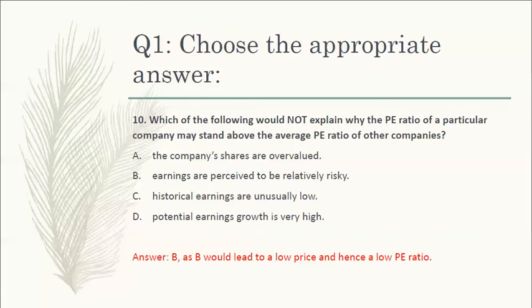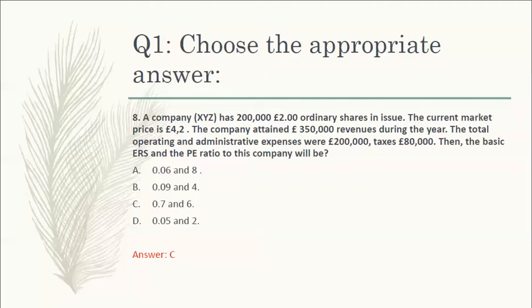Before we move on, we need to go back to question number 8. In this question, we need to mention the rule and solve, and we also need to know from which we get the answer C. A company XYZ has 200,000, and for each share the ordinary price is £2 in issue. The current market price is 4.2.